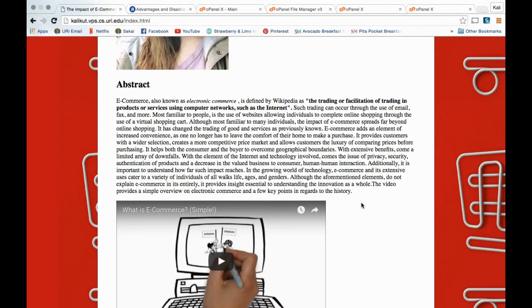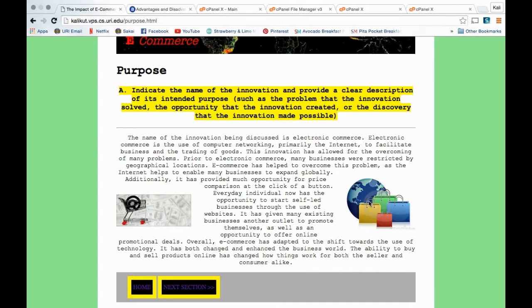Overall, e-commerce has many advantages, such as allowing for price comparison, allowing for increased convenience, the ability to overcome geographical boundaries as computer networks spread much further than stores have the ability to. And hand in hand come the downfalls. Although few and far between, we do have to keep in mind the issue of privacy and security that come with the use of the internet. First, we will look at the purpose page on my website.